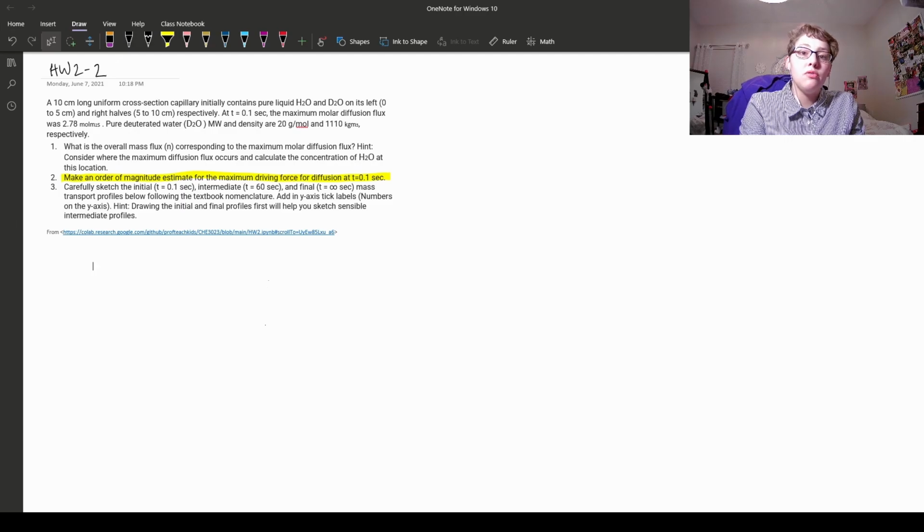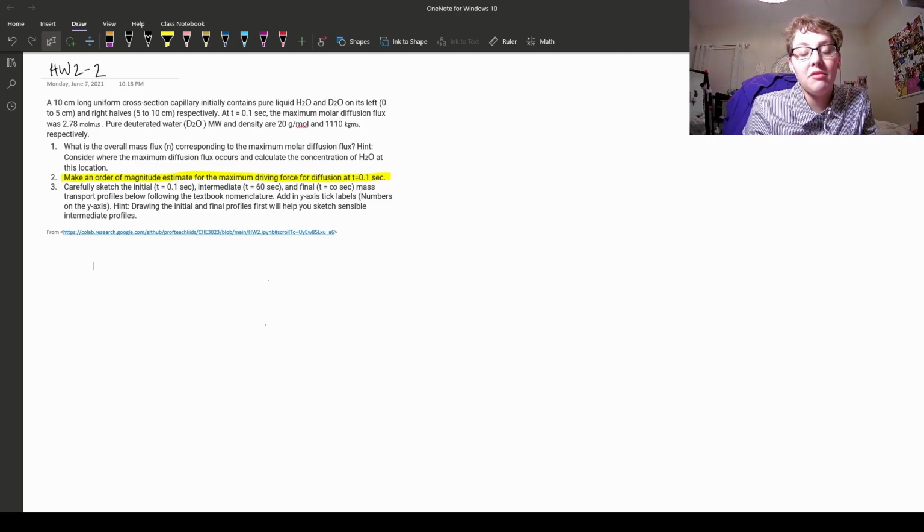Today we are going to be going over problem 2 on homework 2 in the class Transport 2. We have a closed capillary system divided in half, one side filled with H2O and the other side filled with D2O, and they're going to be dispersing together, diffusing together in this closed system. We are given the maximum molar diffusive flux at time equals 0.1 seconds, as well as the molecular weight and density of water and D2O.